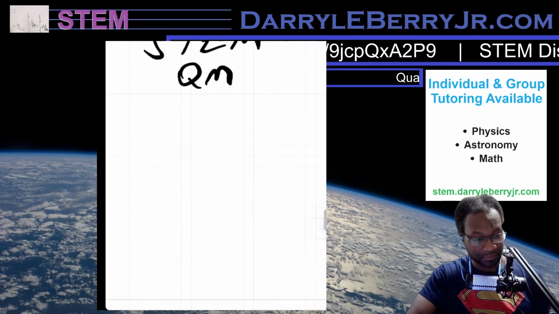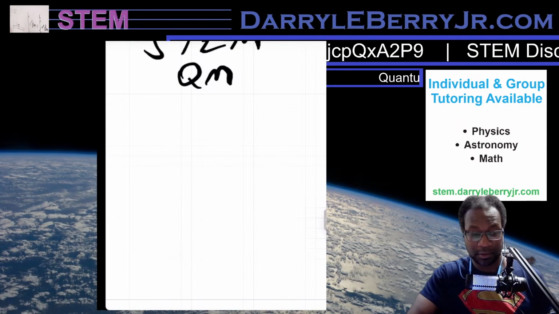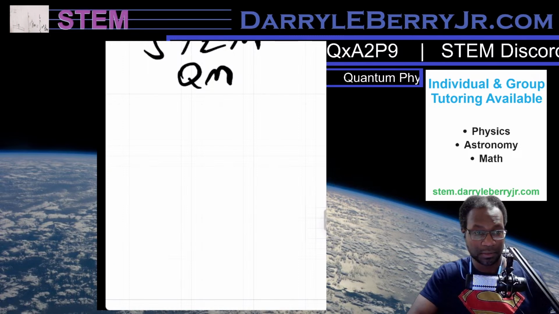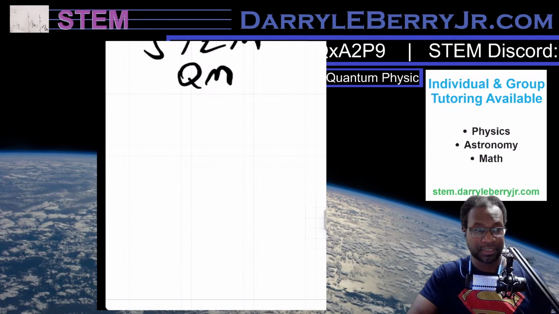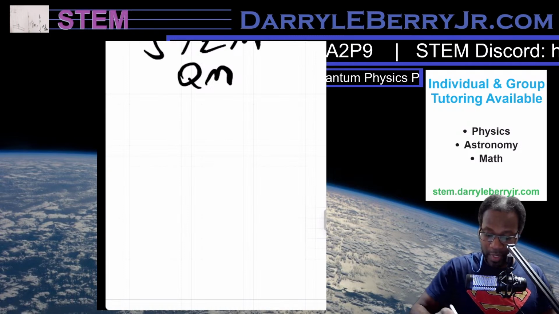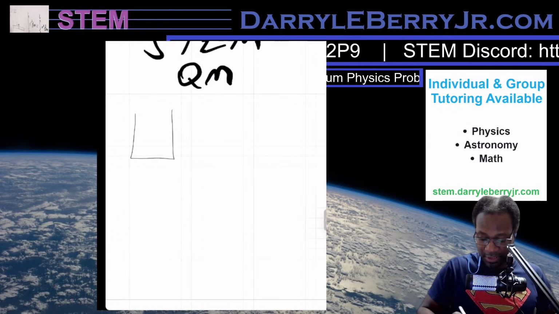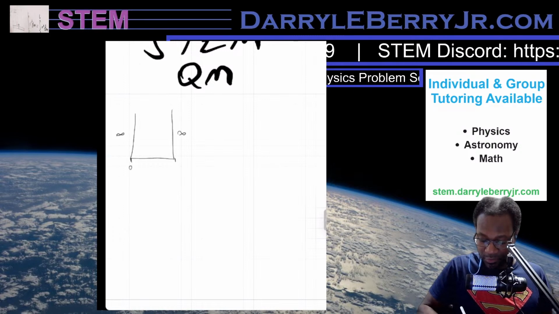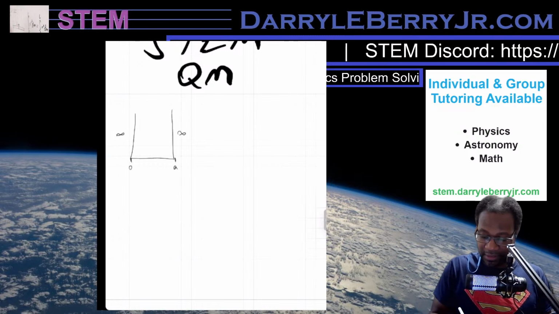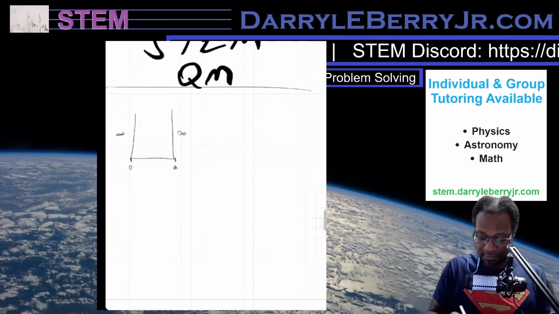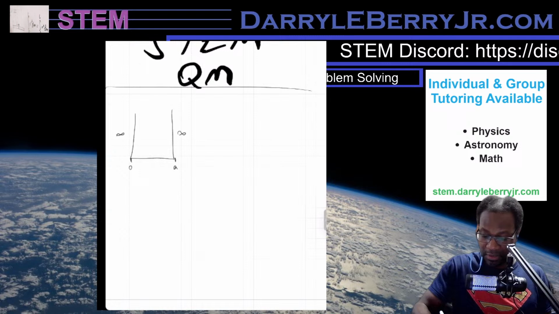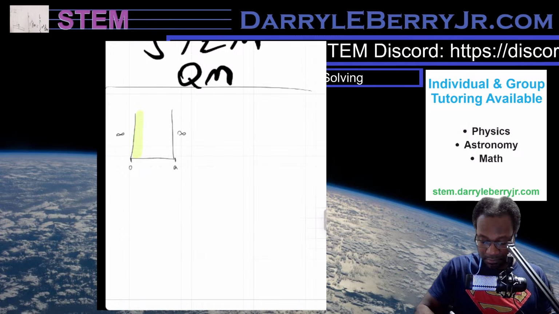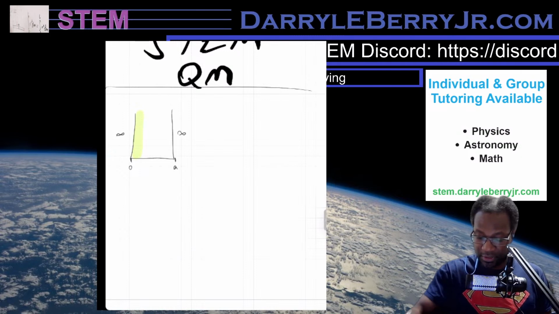So we'll start with a problem. So let's say that we have a well, an infinite square well. Let's say that we have a perturbation in the well. So the well is, let's say, 8A long. And let's say we have a perturbation here. So the perturbation is on the left side of the well.